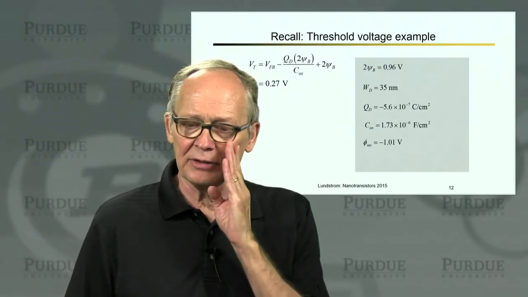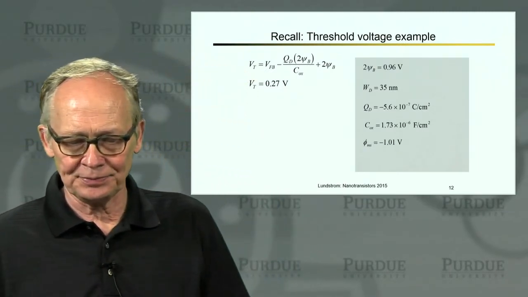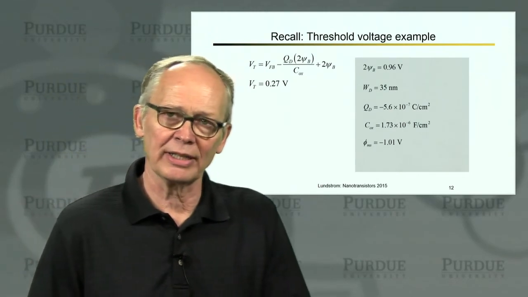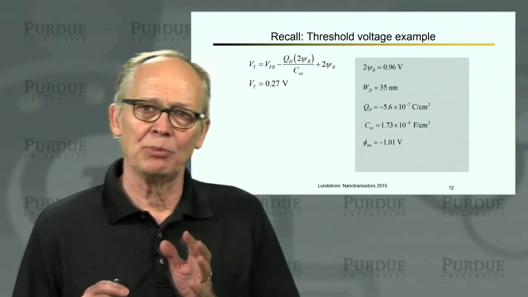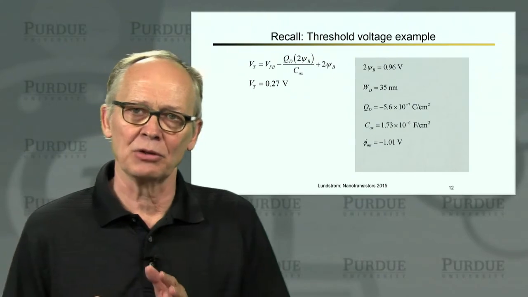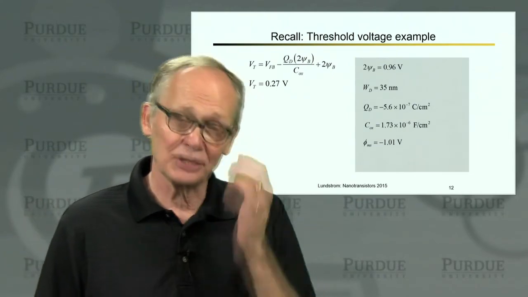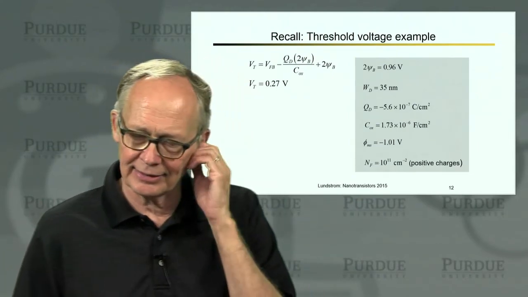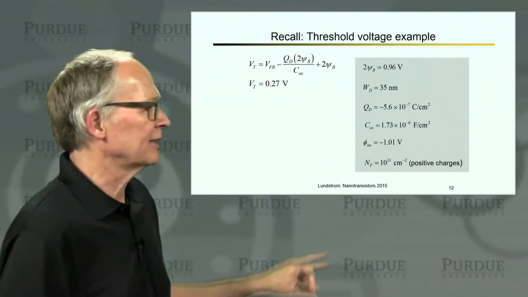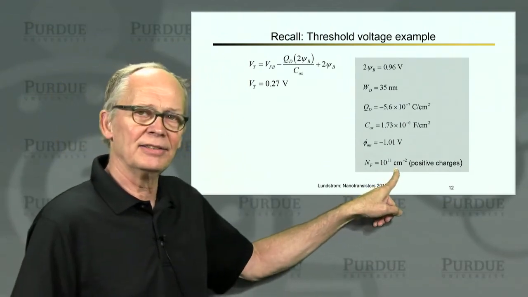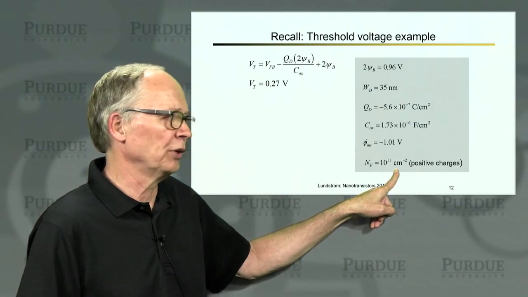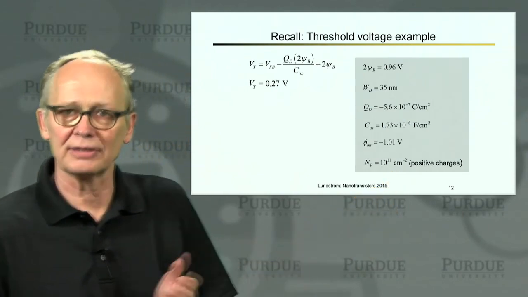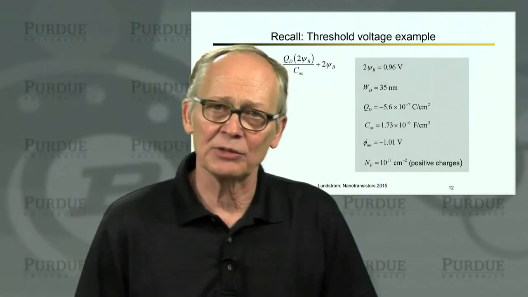All right, let's do another example. That example we've been looking at. We computed a 0.27 threshold voltage for that particular example, assuming there was no charge at the oxide-silicon interface. Let's now add some charge. Let's say that there are 10^11 charges per square centimeter and that they're positive, which is typically the case. What effect would that have?